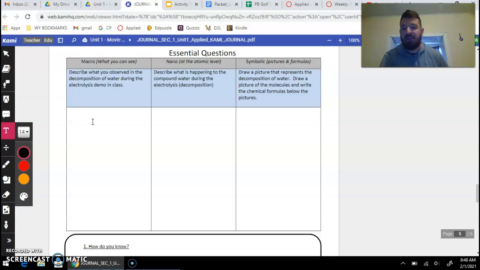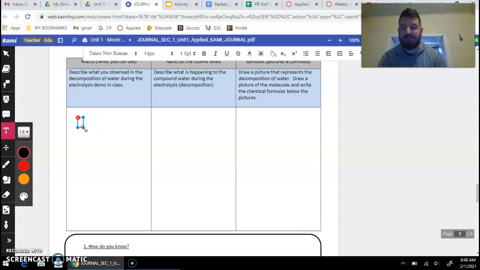Describe what you observed in the decomposition of water during the electrolysis demo in class. So oftentimes in this description, students want to say that they saw a bubble.